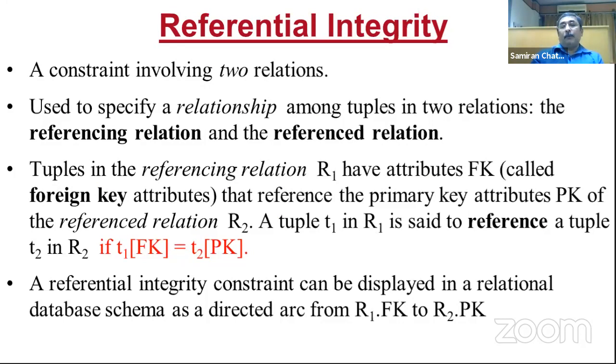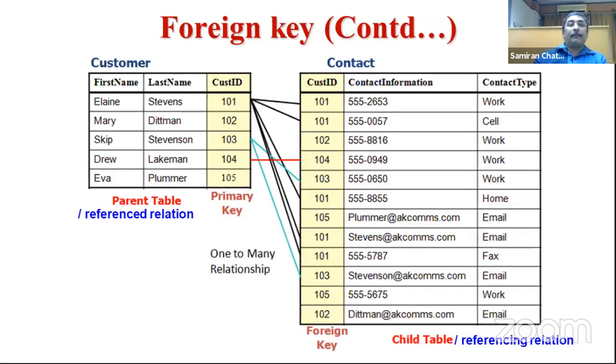Now, if I look at a tuple in R1, it will be referring to a tuple in R2. That happens only when the foreign key component of T1 is the same as the primary key component of T2. That has to happen. So this is very, very important. Now let us see an example.